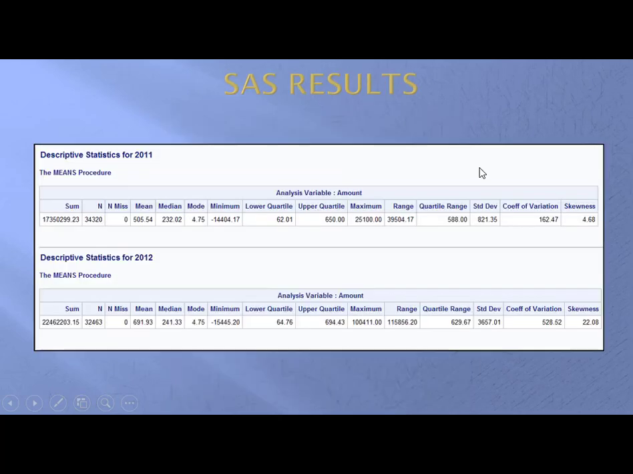This is what the SAS output looks like, and of course with all these programs now you can simply send something out, export it to Excel, no problem, and then reformat it, and we have a beautiful, nice table that we can present to management.